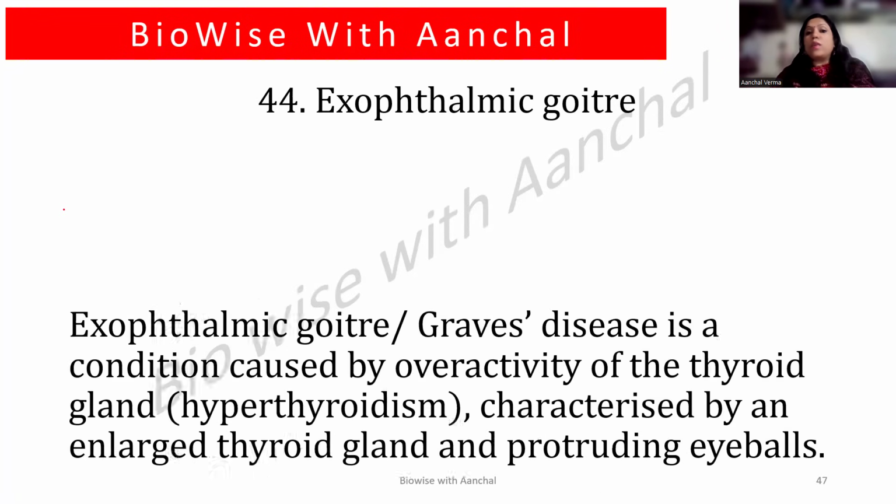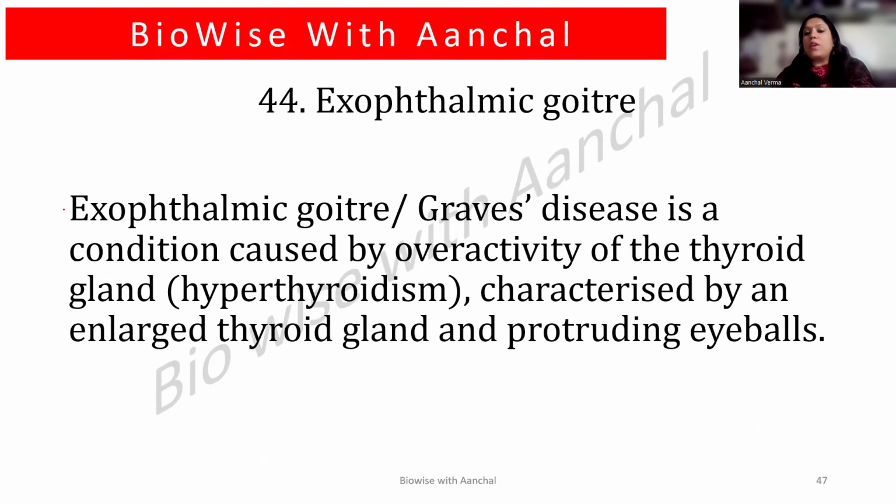Next one is exophthalmic goiter. Now, exophthalmic goiter is hyperthyroidism. Everything else is hypo. You have goiter, cretinism, myxedema, three diseases for hypothyroidism, and exophthalmic goiter, one disease for hyperthyroidism. It is also called Graves' disease. The eye becomes protruding out. Protruding eyeballs and enlarged thyroid glands are the characteristics of this disease.